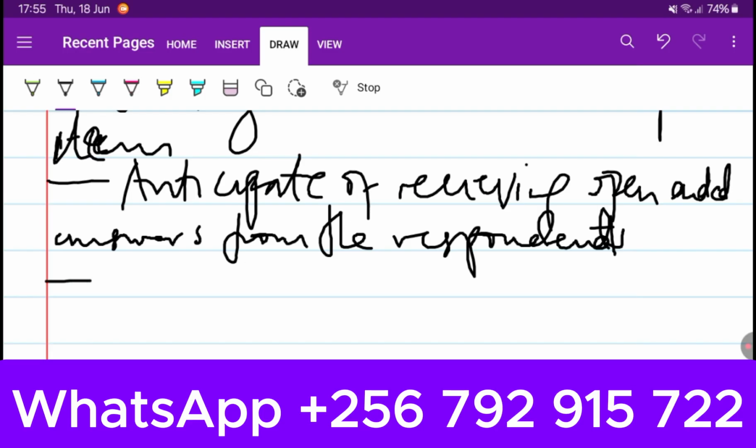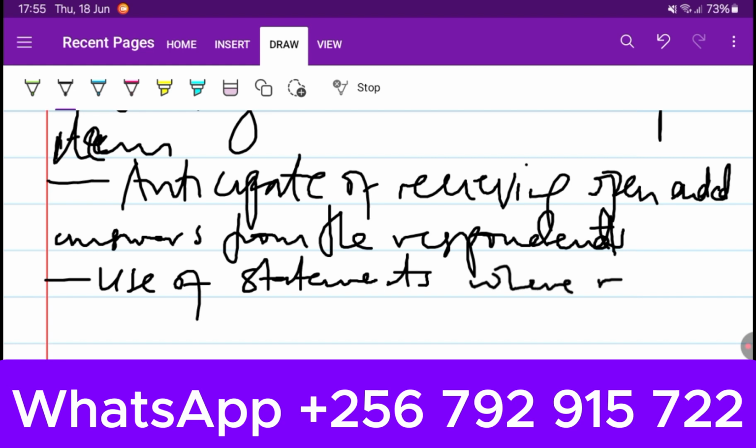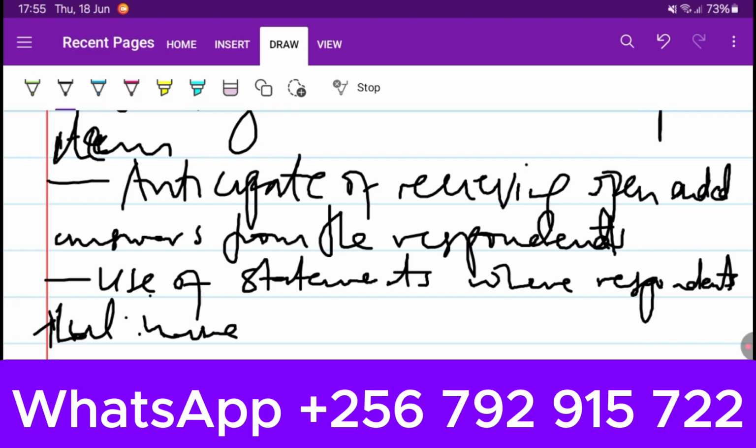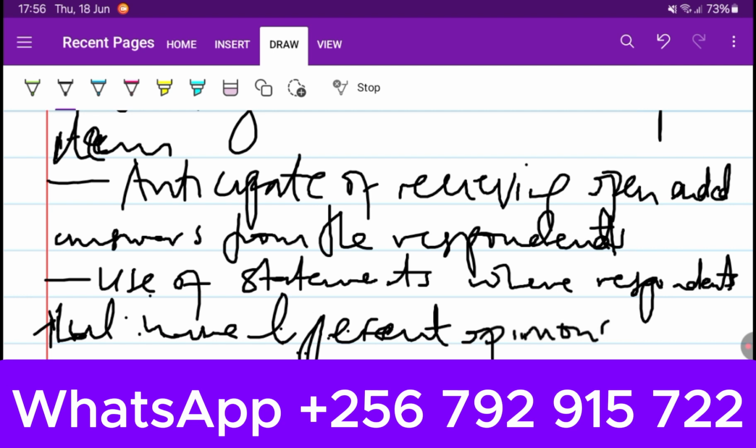Maybe the last one that we can talk about is the use of statements where respondents that have different opinions or traits will give different responses.